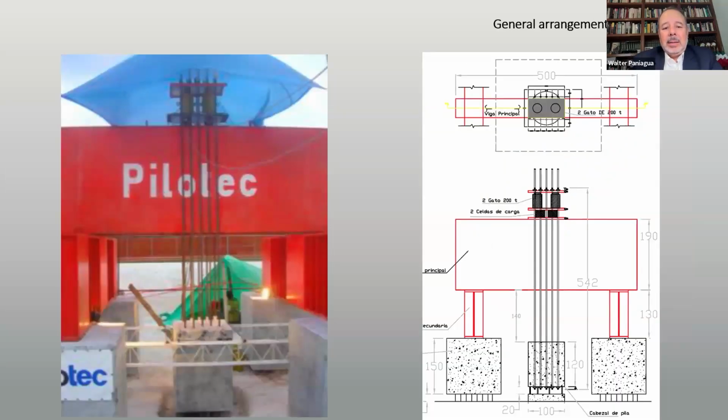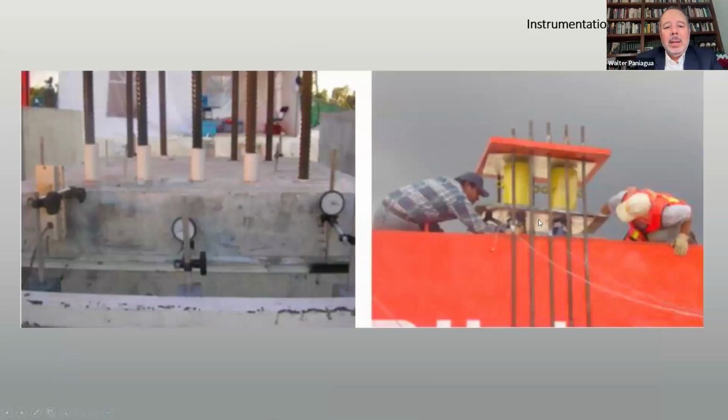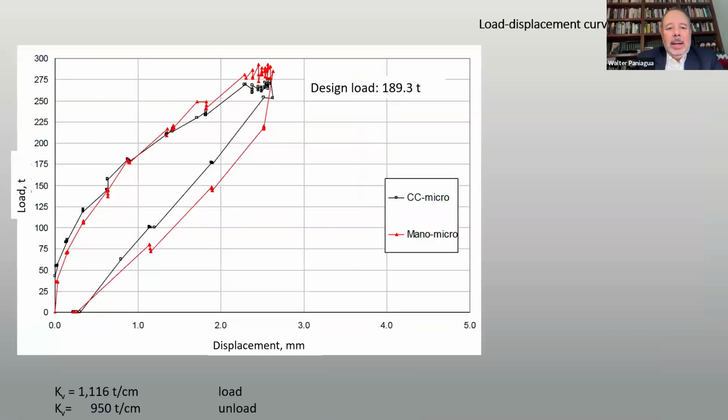Now, a tension test, same arrangement, only you have to put a block on top of the test piles, and then invert the secondary and the main beams. The jacks for load and the load cells are now on top. Same instrumentation, so I don't want to get into details for this.